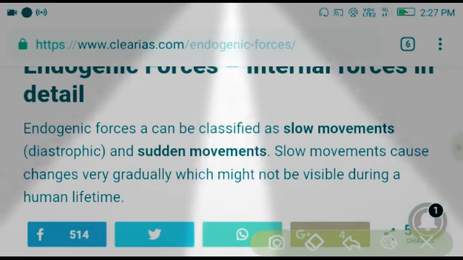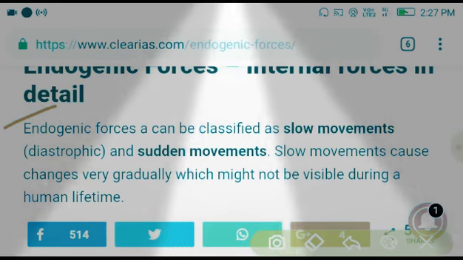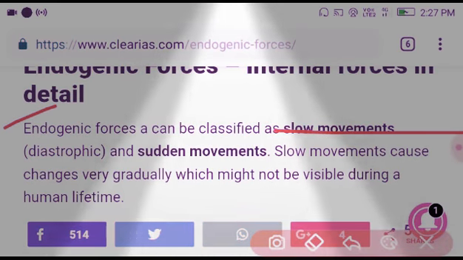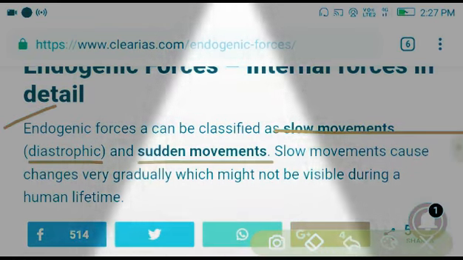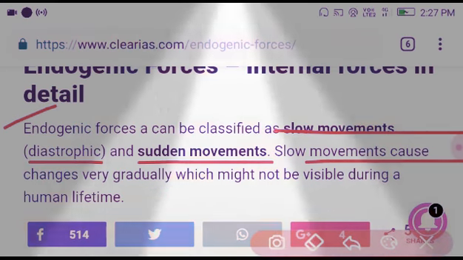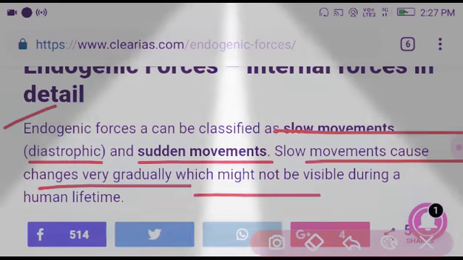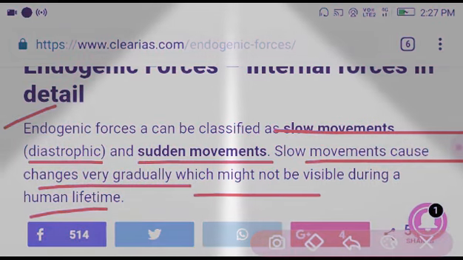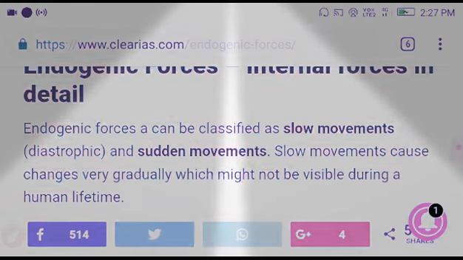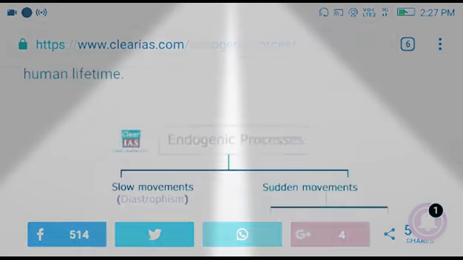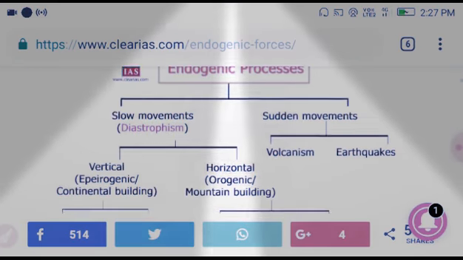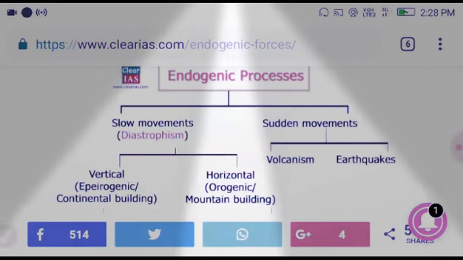Endogenic forces can be classified as slow movements or diastrophic and sudden movements. Slow movements cause changes very gradually, which might not be visible during a human lifetime. So, endogenic processes we can classify mainly into slow movements and sudden movements.